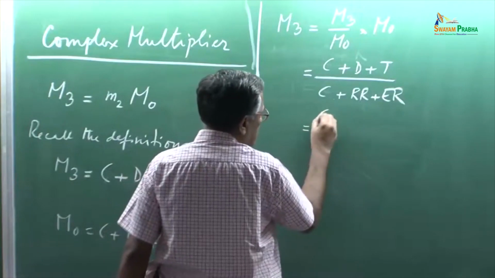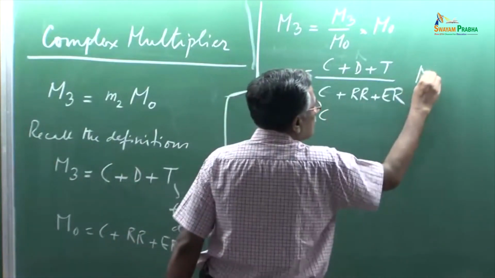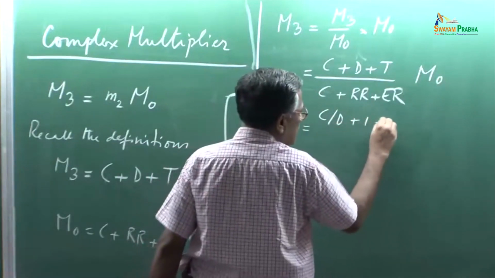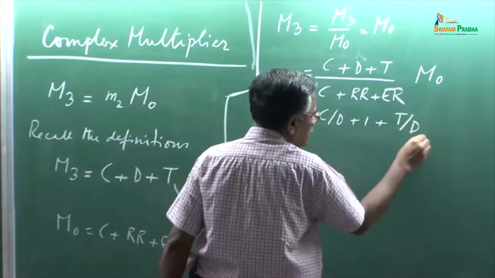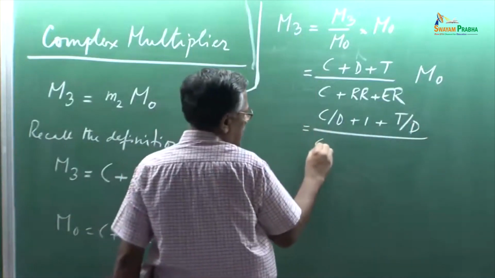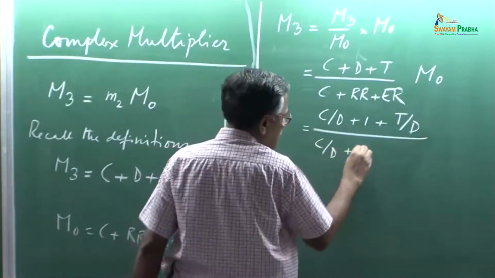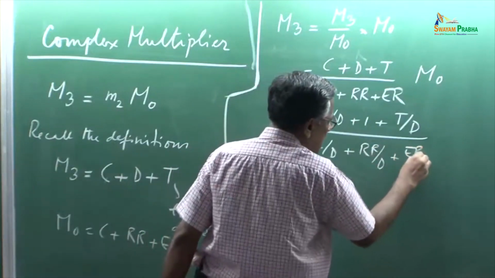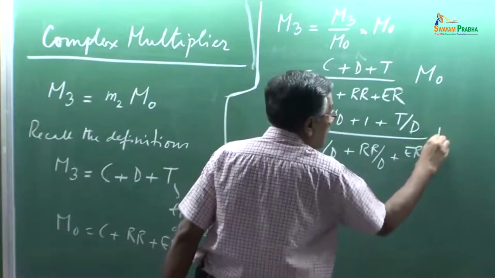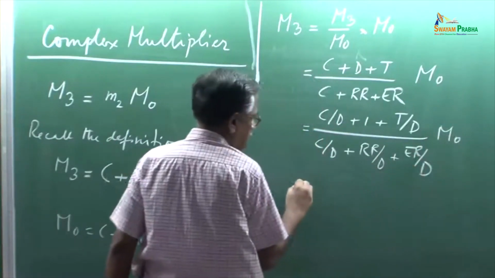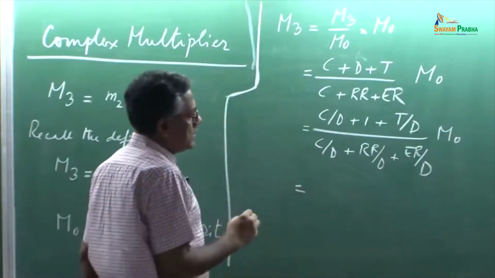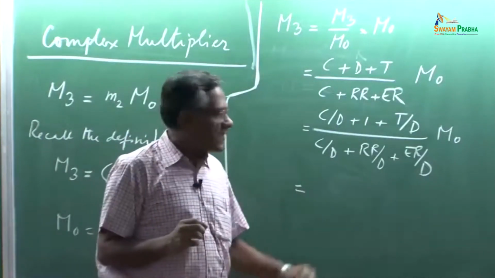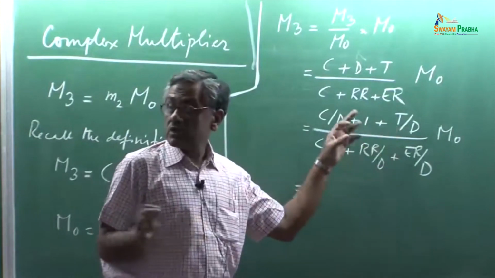Now, if you divide it by D, then you have C over D plus 1 plus T over D, divided by C over D plus RR over D plus ER over D, into M naught. Now, we have an extra complication here. We have time deposits. Now, the story is complete.